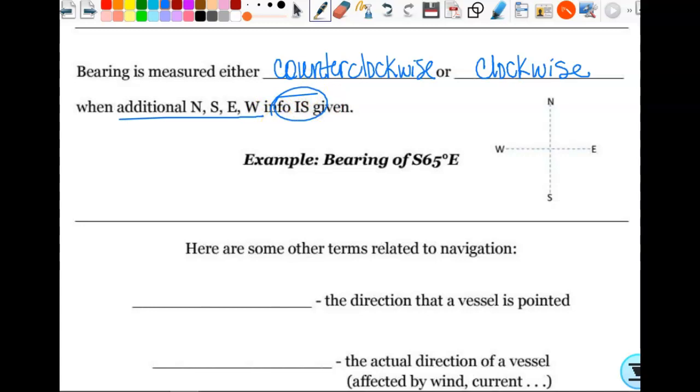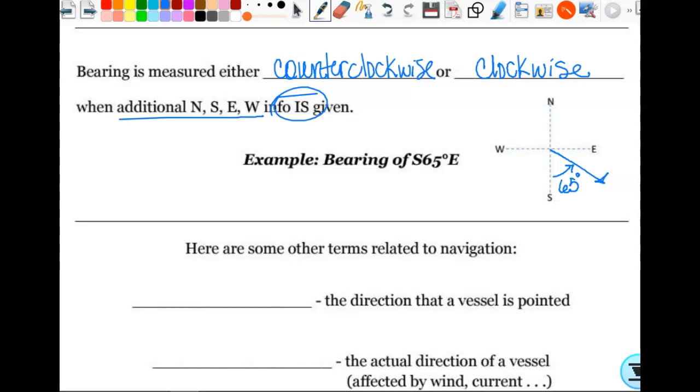So for instance, this says south 65 degrees east. And you'll always start with north-south first. So I would start south. I start down here, and then I swing 65 degrees east. So this would be the direction I'm headed, and that right there would be 65 degrees. Okay. That make sense? All right. What questions do you have?